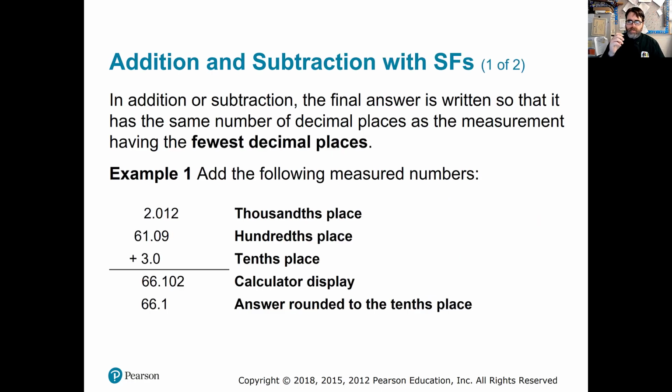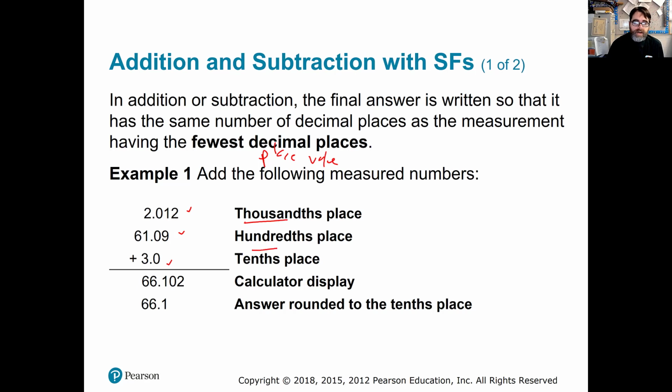So the rule for addition and subtraction is a little different. Personally, I was taught differently as well, but we'll stick with what the textbook says here on this one. The rule is slightly different for addition and subtraction, and that rule is that we always focus on the place value instead of the number of sig figs.